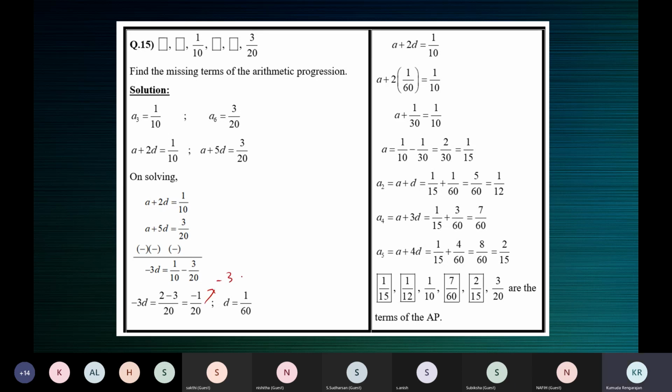So here it is minus 3D is equal to minus 1 by 20. And here we substitute D is equal to 1 by 60 in equation 1. You can call this equation 1 and equation 2.